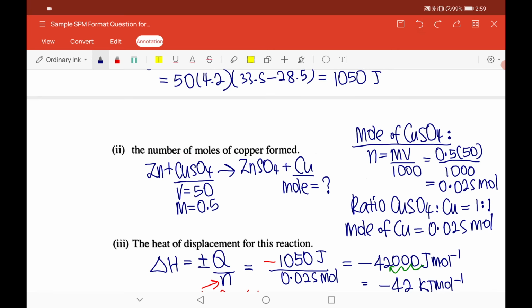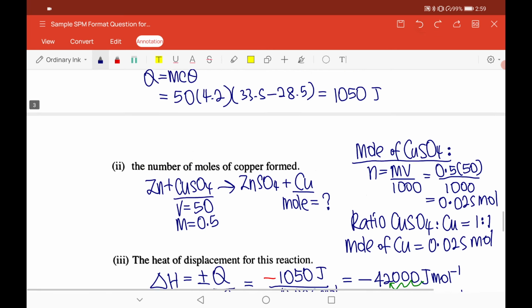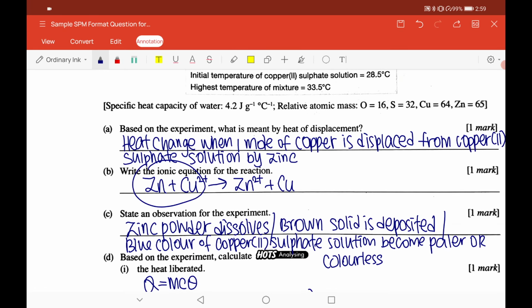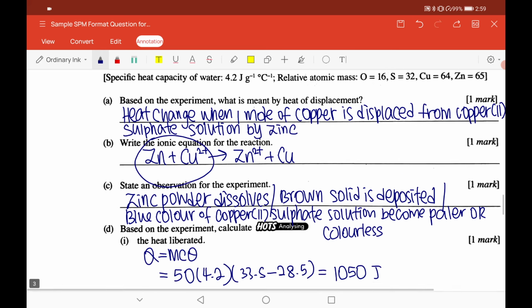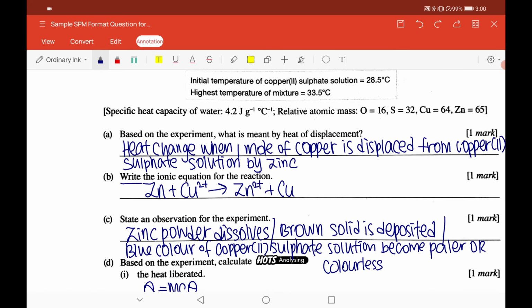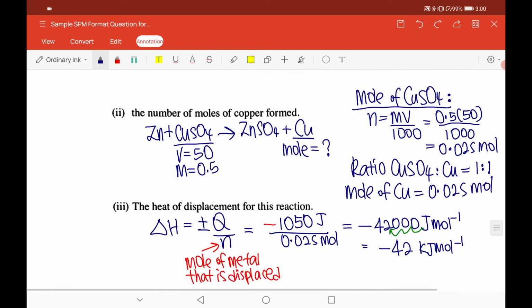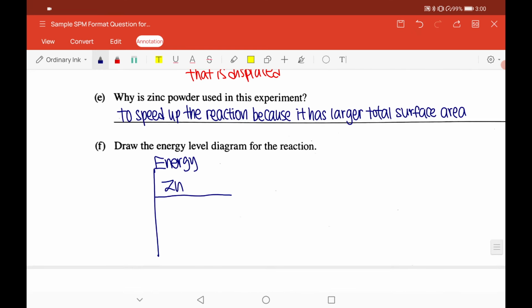Some students will ask, sir, if I don't want to write the chemical equation, can I write in ionic equation form? Yes. You can write the chemical equation or the ionic equation, no problem. Since this question asks us to write the ionic equation, we will use the ionic equation. So we put in the reactant here first: Zn plus Cu2+. Now you must know whether the ladder will go up or go down.